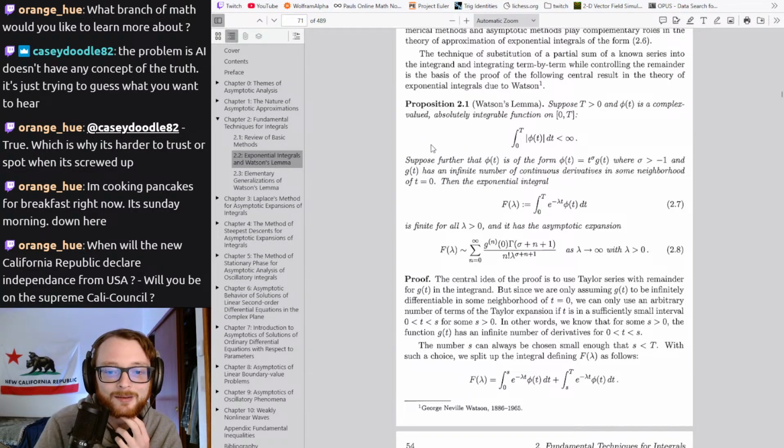Oh, there's no function in front. I think it's a trick though. Maybe.